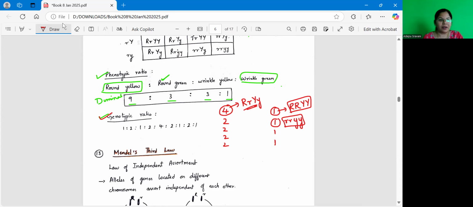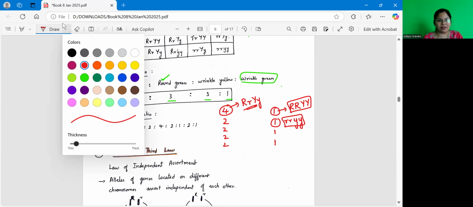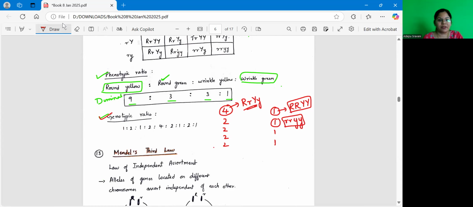Clear? Now, coming to this, you can remember. Let me write again. Out of this, 1 is to 2 is to 1 is to 2 is to 4, all those things. 4 will be your heterozygous completely. First one is homozygous dominant. Last one will be homozygous recessive. Okay, like this.